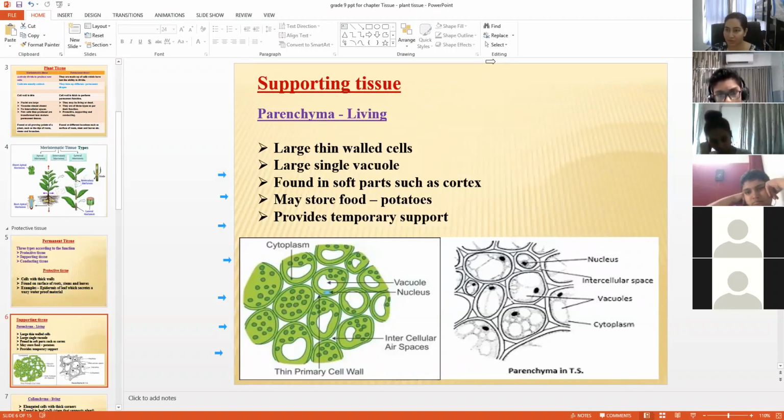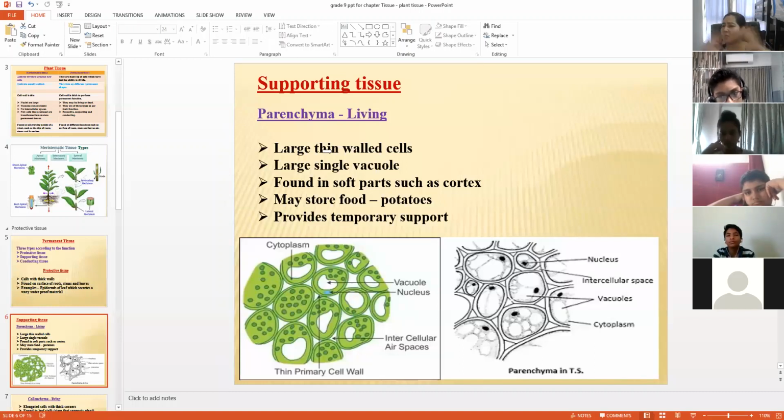Parenchyma is a living tissue. It has most of the living cells. So children, how do I make out that it is living? Whenever I say that a particular cell is living, the main feature is that it has thin walled cells. I told you in the beginning, when the cell wall is thin, it will facilitate cell division. When the cell wall is thick, it will not facilitate cell division, it is dead. So parenchyma has large, thin walled cells, so it is a living tissue.